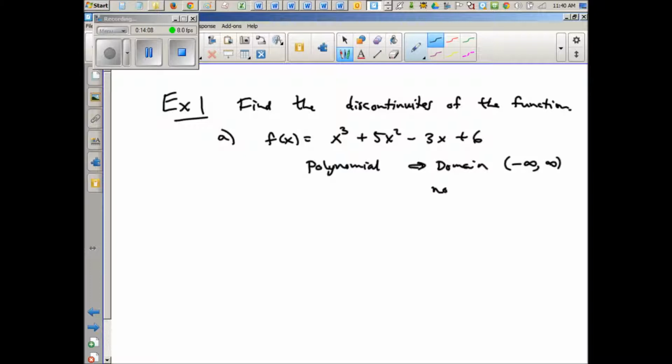There are no vertical asymptotes. How do I know? There's no denominators. Right? There are no holes. How do I know? There's no denominators. You have to have a denominator to have a hole, remember? And because of this, I would say there are no discontinuities.